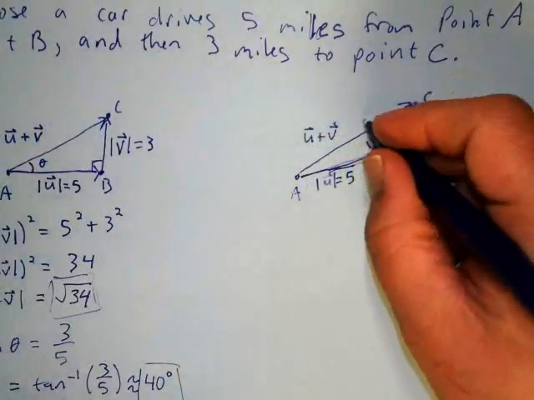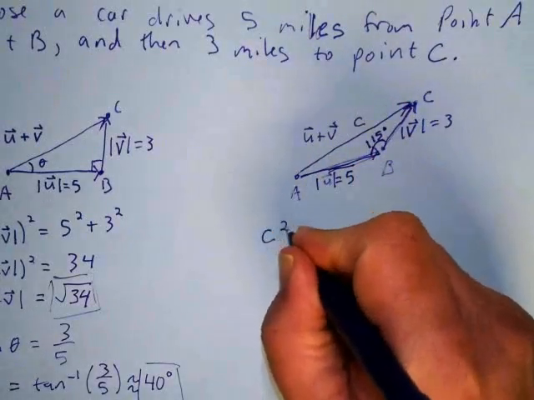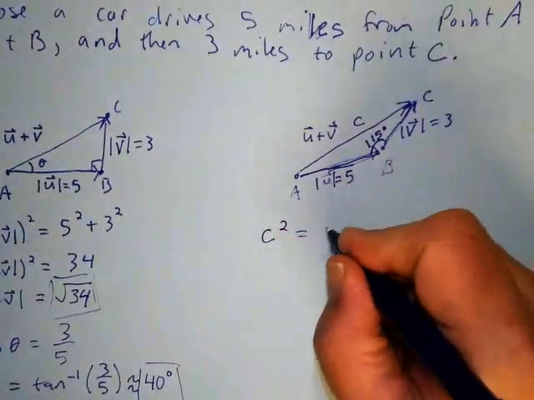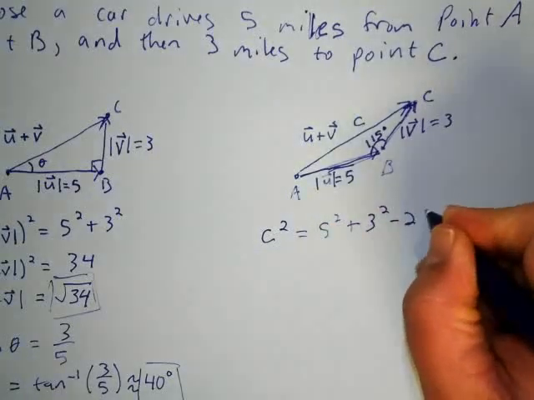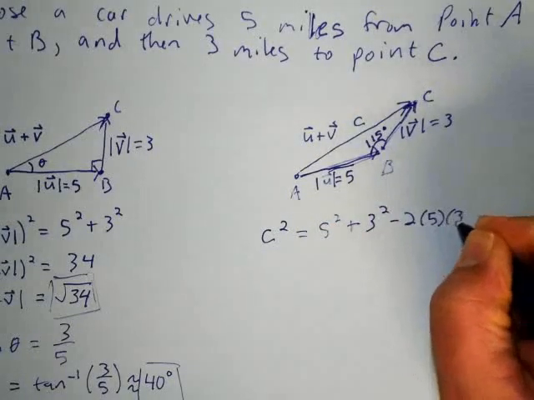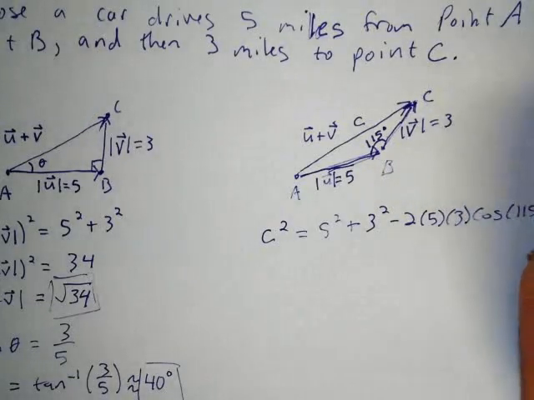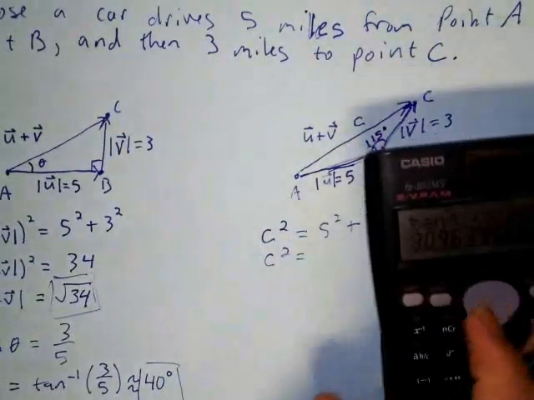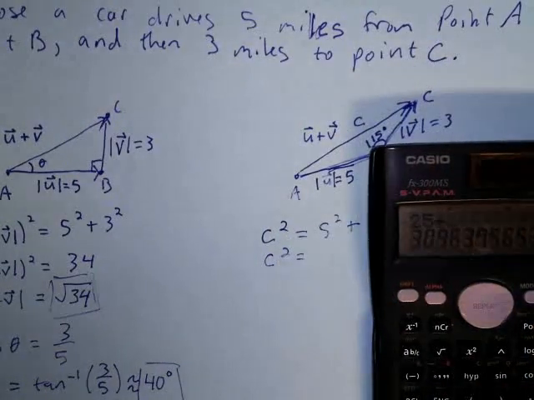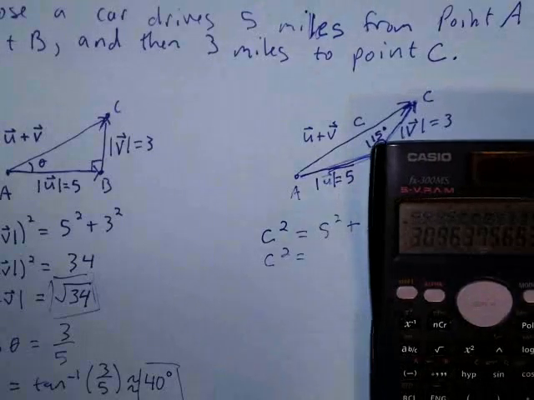So this u plus v, let me just call that c here just to make things easy. c squared is just equal to 5 squared plus 3 squared minus 2 times 5 times 3 times the cosine of 115 degrees. So c squared is equal to 25 plus 9 minus 2 times 5 times 3 times cosine of 115 degrees.